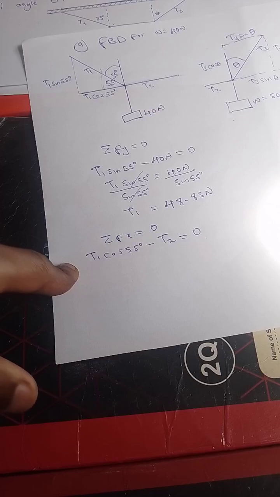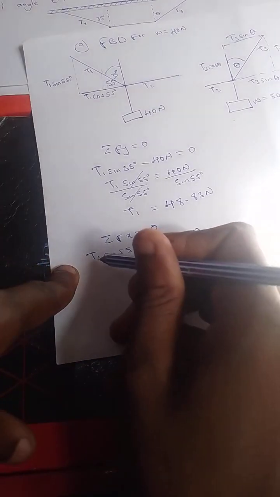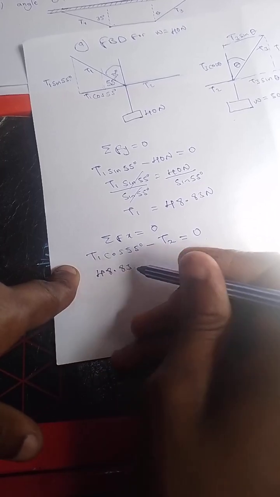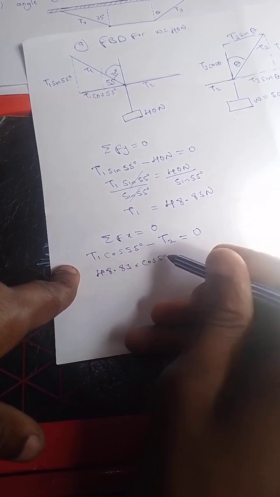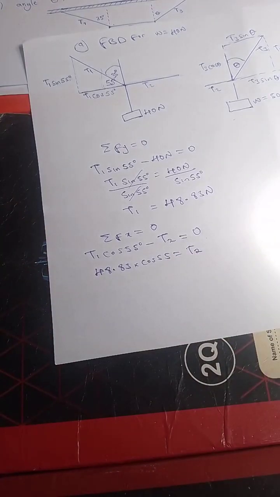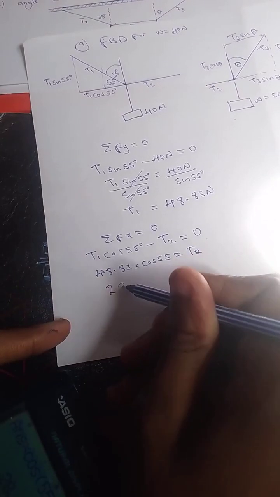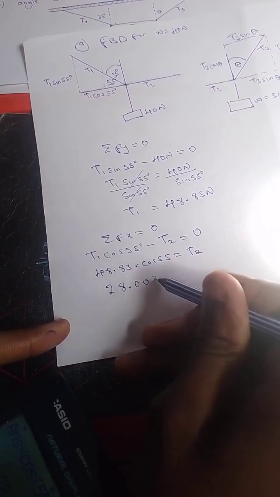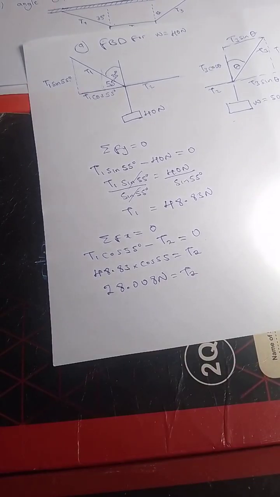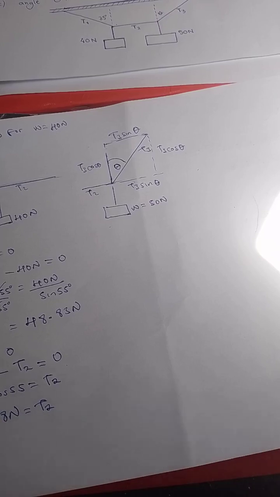So what we are looking for is T2. I know my T1 is 48.83. So I'll say 48.83 times the cos of 55. Taking this T2 to this side, I'll have T2 times the cosine of 55 degrees, which is equal to 28.008 newtons. So our T2 is equal to 28.008 newtons.